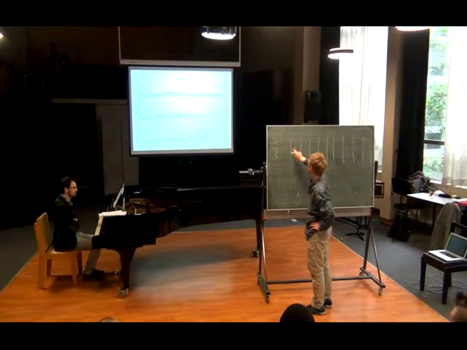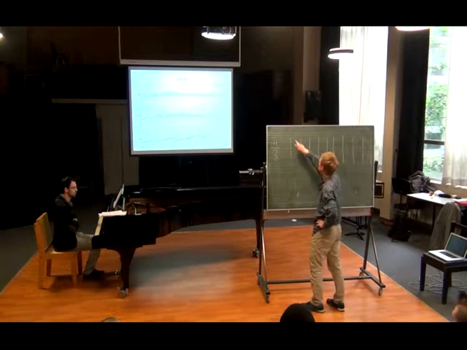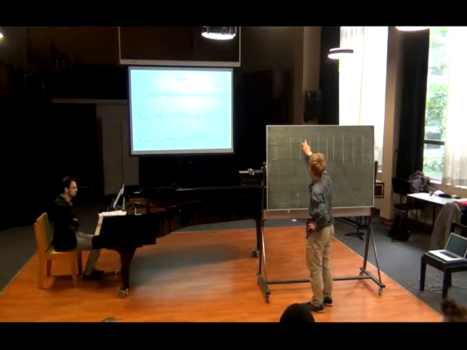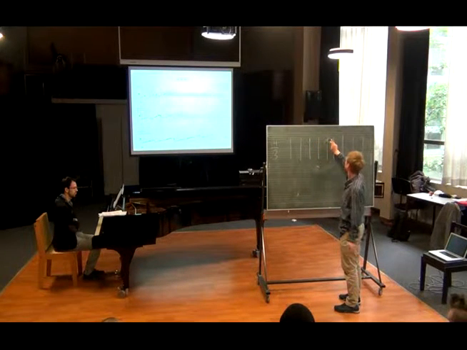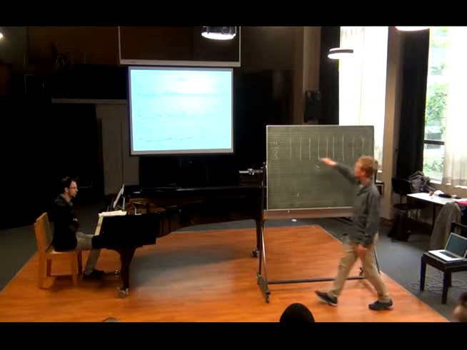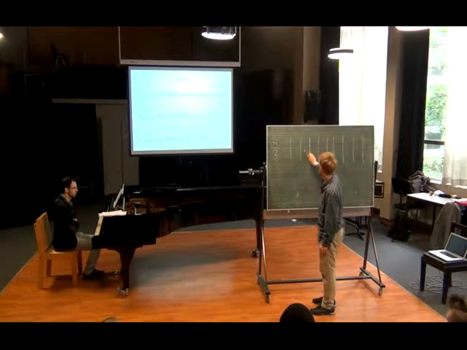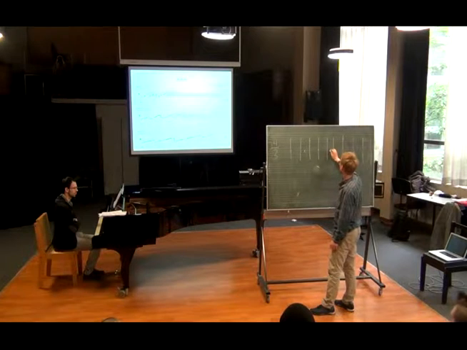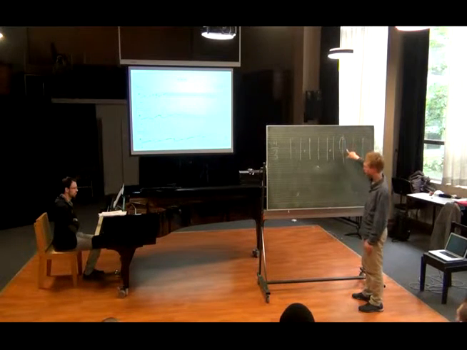For example, if this is 1, 2, 3, 4, 5, 6, 7, 8, the distance between here and here is 2. So you have 1, 2, 3, 4, 1, 2, 3, 4, 1, 2, 3, 4, 1, 2, 3, 4, 1, against 3, which would be 1, 2, 3, 1, 2, 3, 1, 2, 3, 1, 2, 3, 1. You see, here they meet again.